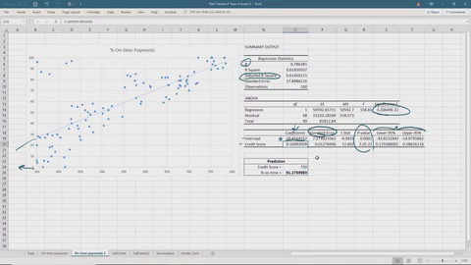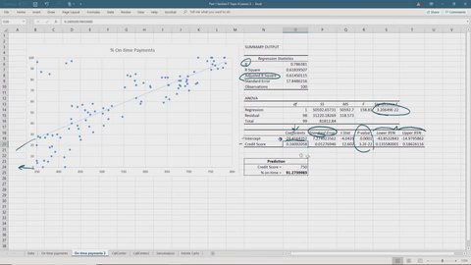This coefficient here tells us that each point of a credit score increases the on-time percentage by 0.16%. So 100 points, that's 16% higher on-time payment percentage. We can use this to predict, right?